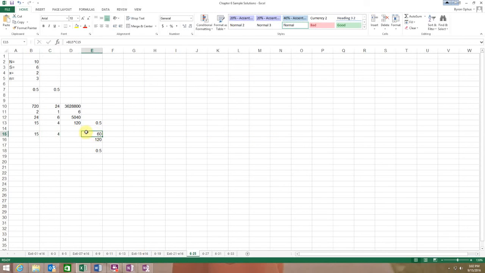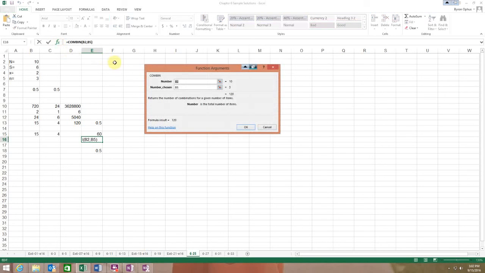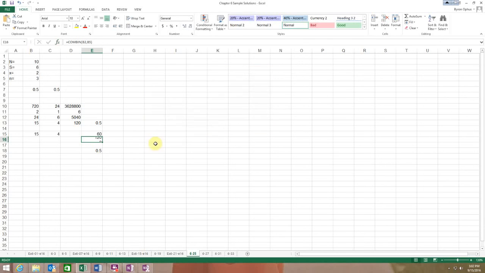I multiply those, and then for the bottom, I've got the combination of my big N and my little n, so 10 and 3 is 120. I divide those as shown, and I come up with 0.5. So I've tested my answer 3 different ways. I'm relatively confident that I have the correct answer.